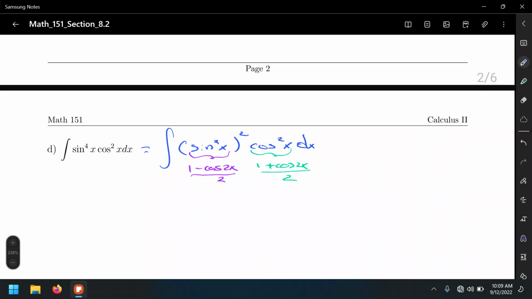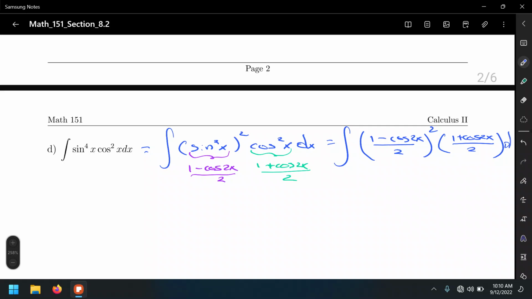A vast amount of the time for this exercise will be algebra, so let's just bear with that. So that's the integral of, number 1, sine squared, which is 1 minus cosine 2x over 2, times cosine squared, which is, oh, that's squared. Don't forget the square, because we broke up the power of sine to the 4th. And then that's 1 plus cosine 2x over 2 with respect to x.